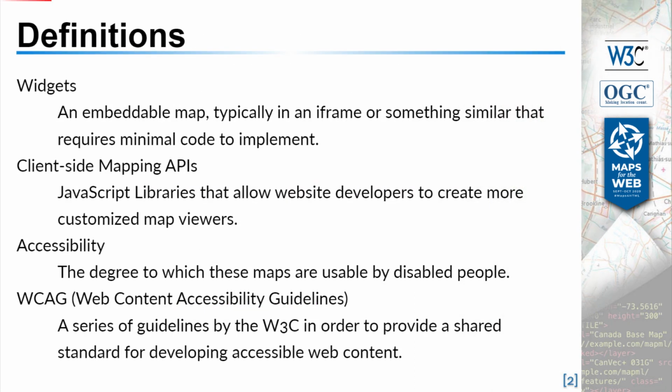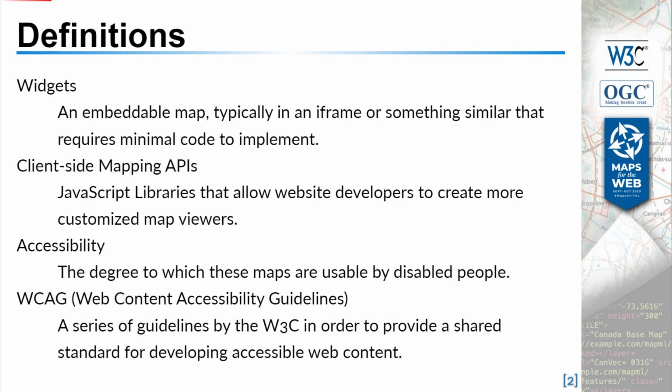Before I get into the details of the analysis, I'd like to lay out some definitions that will frame this discussion. The map tools discussed today fall into two general categories: widgets and client-side mapping APIs. Widgets refer to an embeddable map, typically in an iframe or something similar, that requires minimal code to implement. These include things like the Google Maps embed that small business owners may use to share their store location.